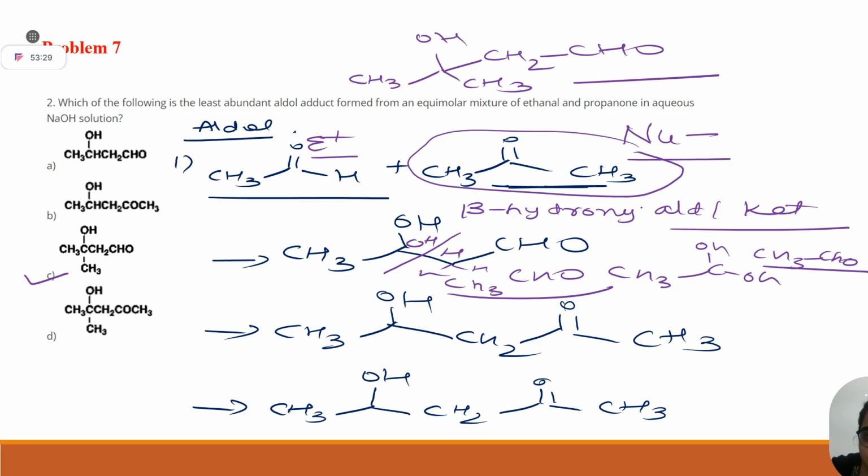For example, if someone asks you what is the starting material for this, just break at the carbon which is attached to OH. Just give it OH and the other carbon a hydrogen. Now what will it form? CH3CHO plus CH3COCH3. I hope everyone got this trick. You can write the aldol product, and from the product the starting material. You can write both the things. Yes or no?